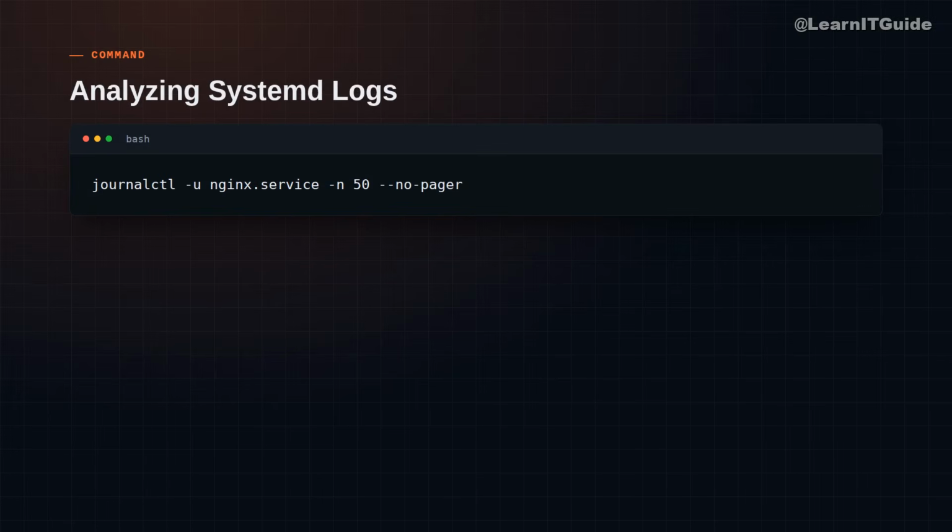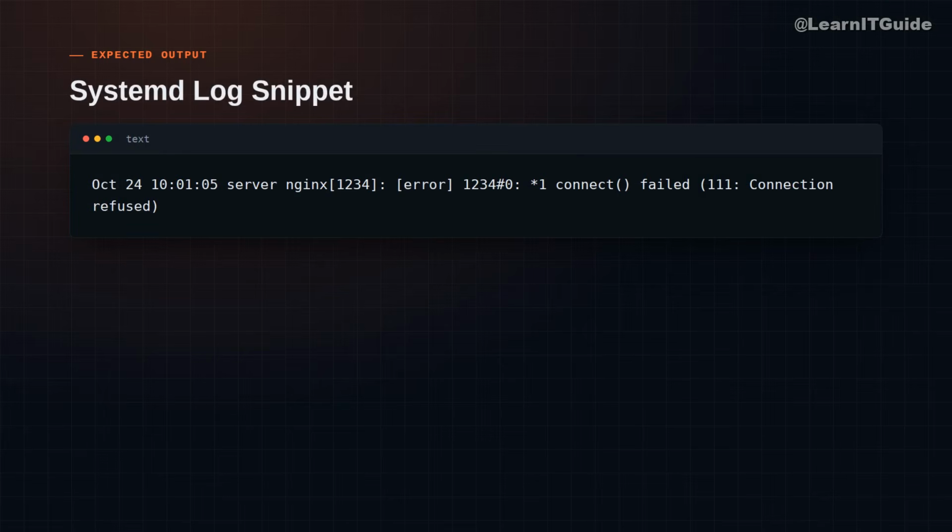The journalctl command is how you access them. Using the -u flag specifies the service name, -n 50 gives you the last 50 lines, and --no-pager stops it from opening a scrollable interface. This is vital when you are scripting automated log collection for your monitoring stack. You need the raw output, not an interactive window. This shows you exactly when and why the error occurred.